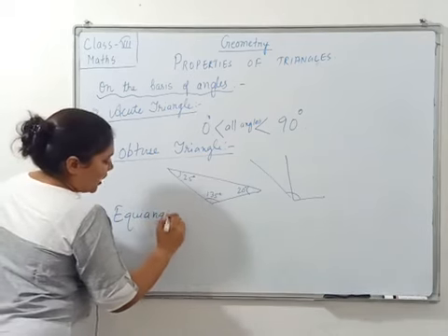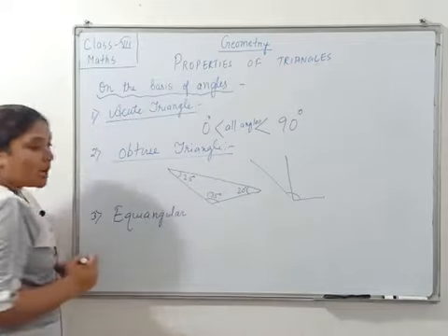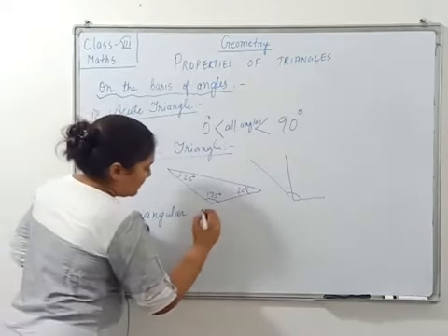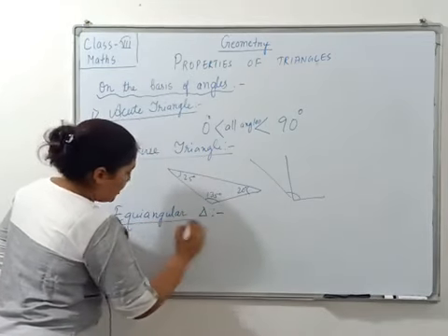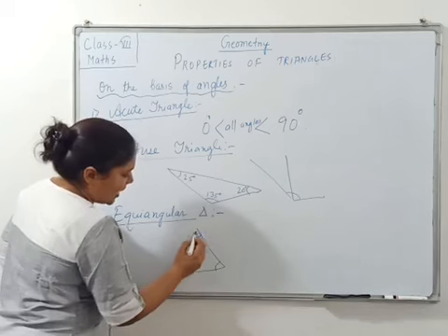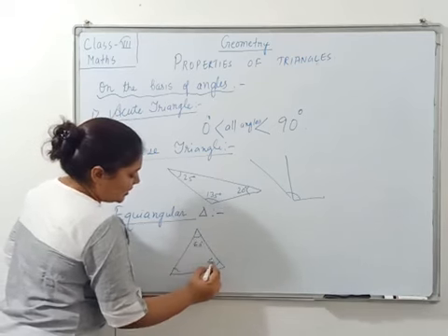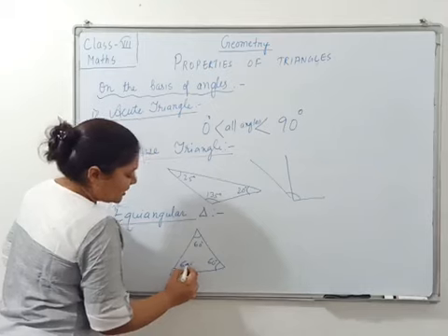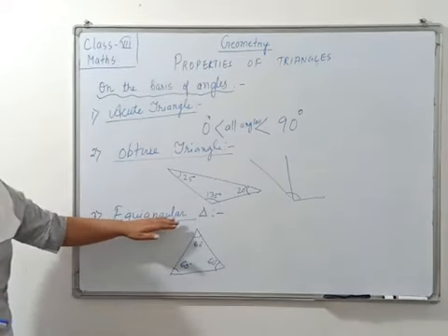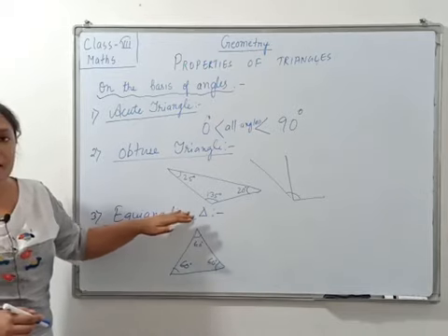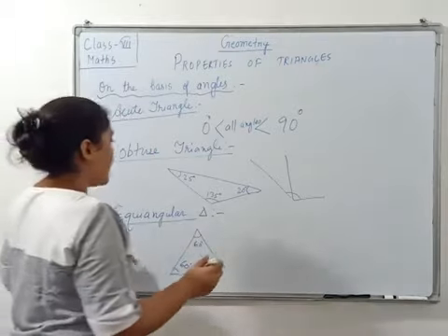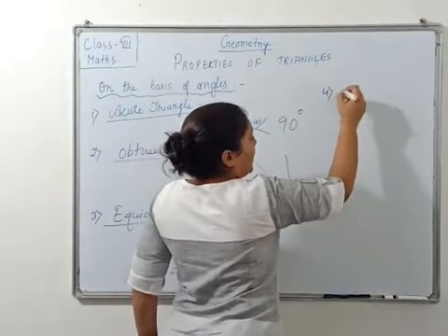Then third one, equilateral. You can say equiangular also, you can say equilateral also, okay? Both names are correct. Equiangular triangle means when the measure of all the three angles is the same. That means 60 degree, 60 degree and 60 degree. Same like equilateral triangle, okay? Don't get confused. You can call it equiangular or equilateral triangle. Clear, students?